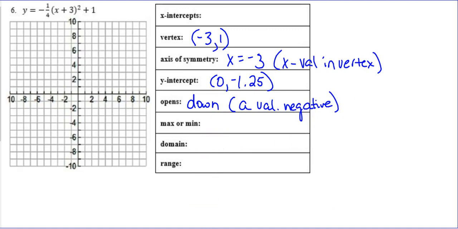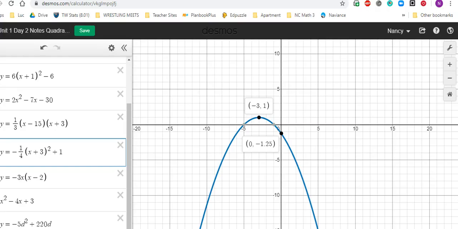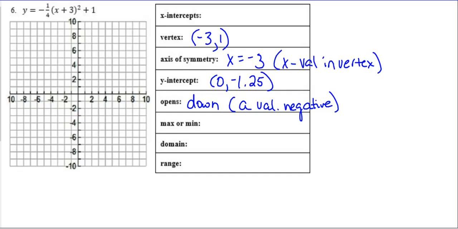It has a maximum because it has a top point, so to speak, and that's right here. It either has a maximum or a minimum. If it opens down, it has a maximum. And that point matches that y value. So the maximum is at, let's say, y equals 1.